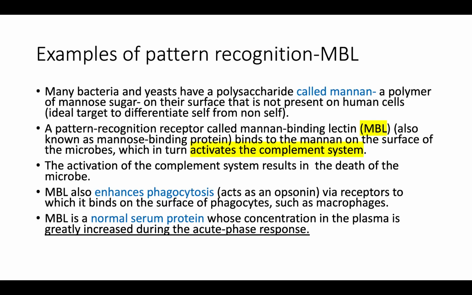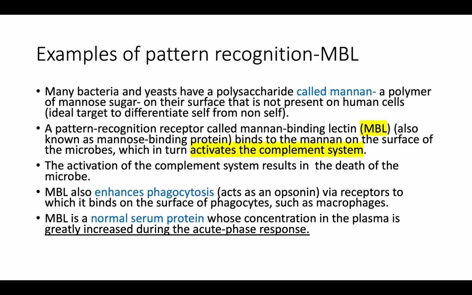Other examples of pattern recognition molecules هم MBLs, mannan binding lectins. Many bacteria and yeast have this polysaccharide called mannan. بما إنه bacteria and yeast هم مش human cells, so if I have a mannan binding lectin, this is a pattern that I don't have, so a mannan binding lectin binds to the mannan on the surface of these microbes and activates the complement system, which is an innate part of your system. So the activation of the complement system enhances phagocytosis, and then this improves your innate system.